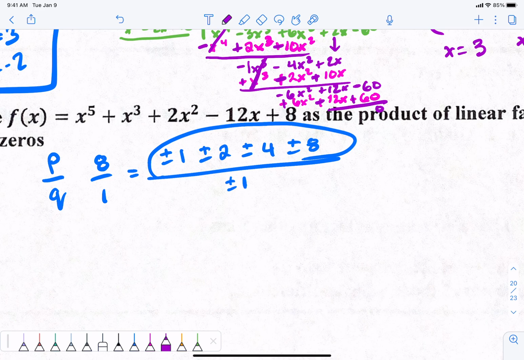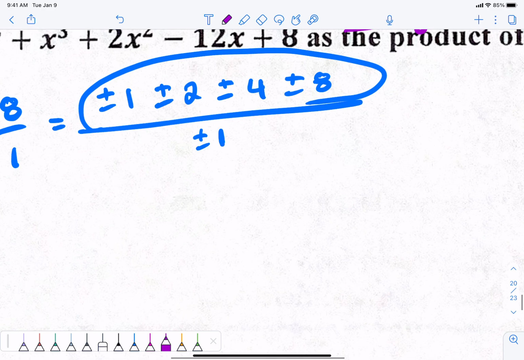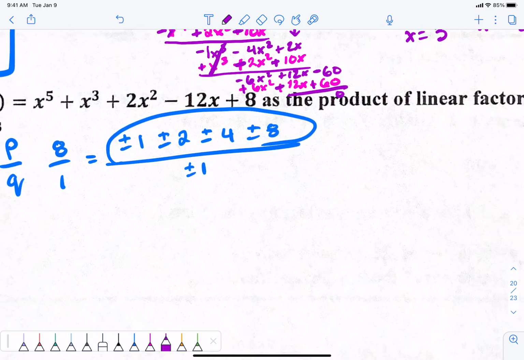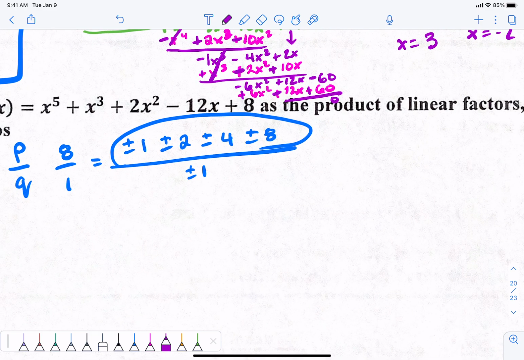Okay. Tell me what you get. If you get one that comes out nice. Okay. Again, they're trying to come out to be zeros, right? When you plug them in. Oh, my negative 2 works. Negative 2 works. Yay.